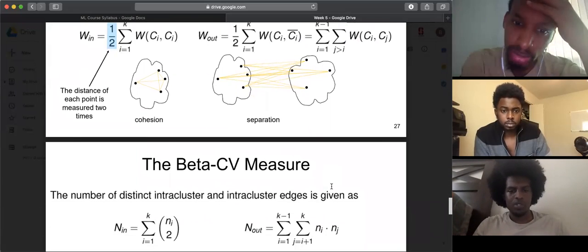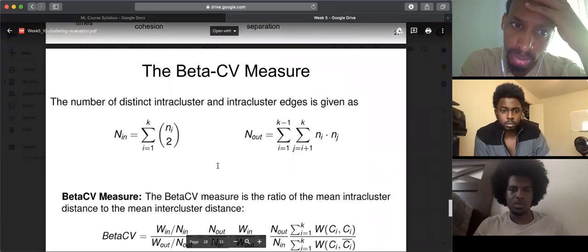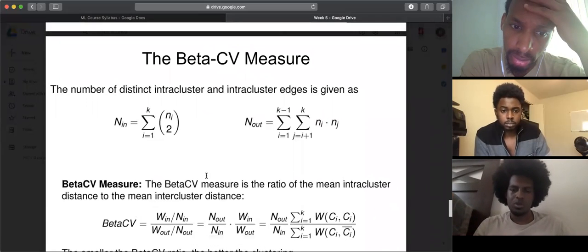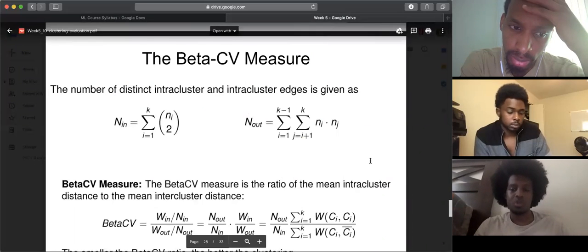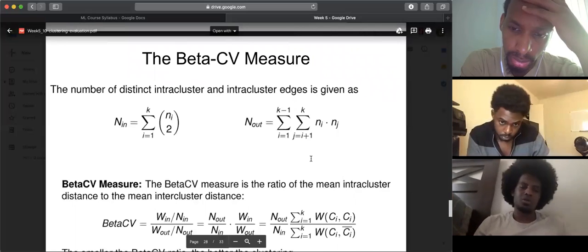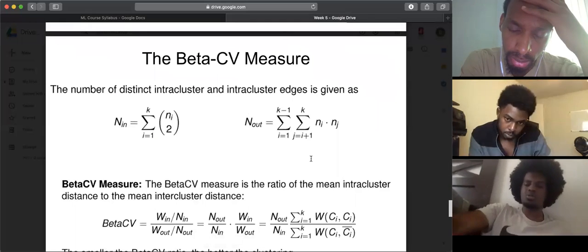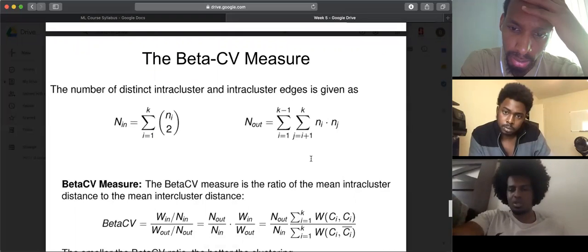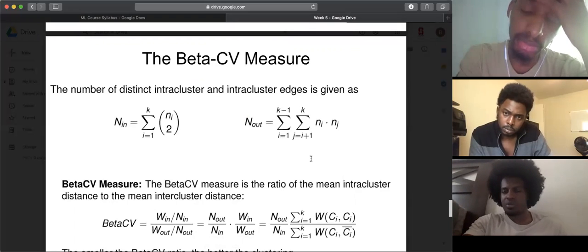The beta-CV measure, again, is just another measure. You're basically calculating the ratio of the mean of intra-cluster distances to the mean of inter-cluster distances. So you're normalizing, figuring out a ratio between how related data points are distance-wise within a cluster versus those same data points to other clusters. So it's like input and then output normalized.